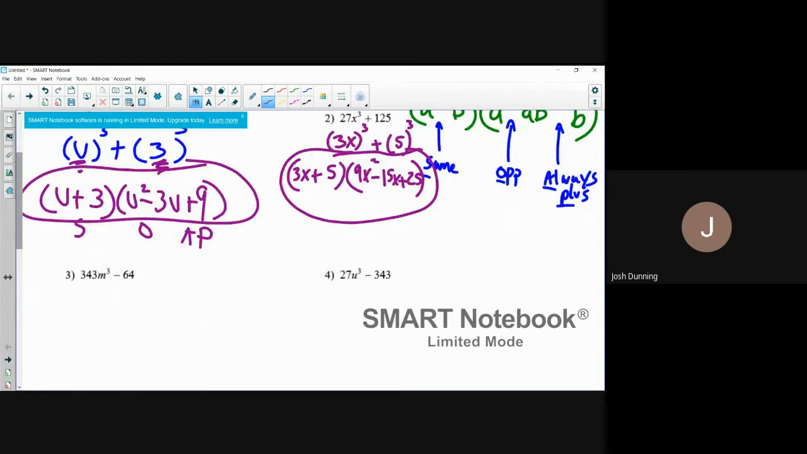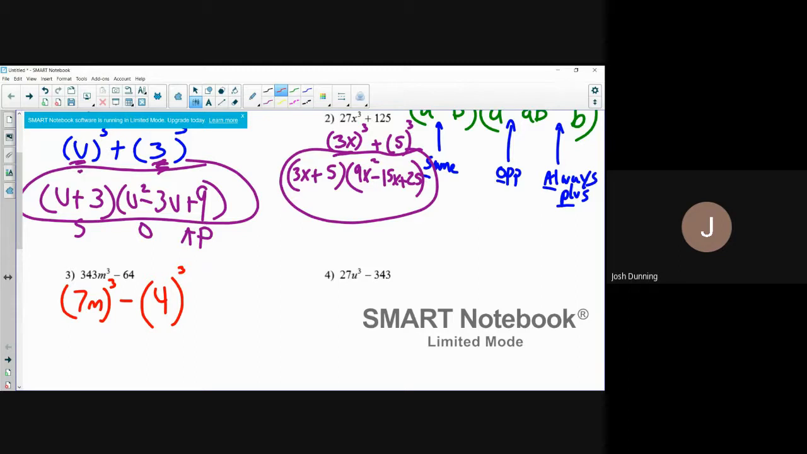Number 3. Well, 343, I had erased that. That was 7 to the third power. So 7m cubed minus the cubic root of 64 is 4.